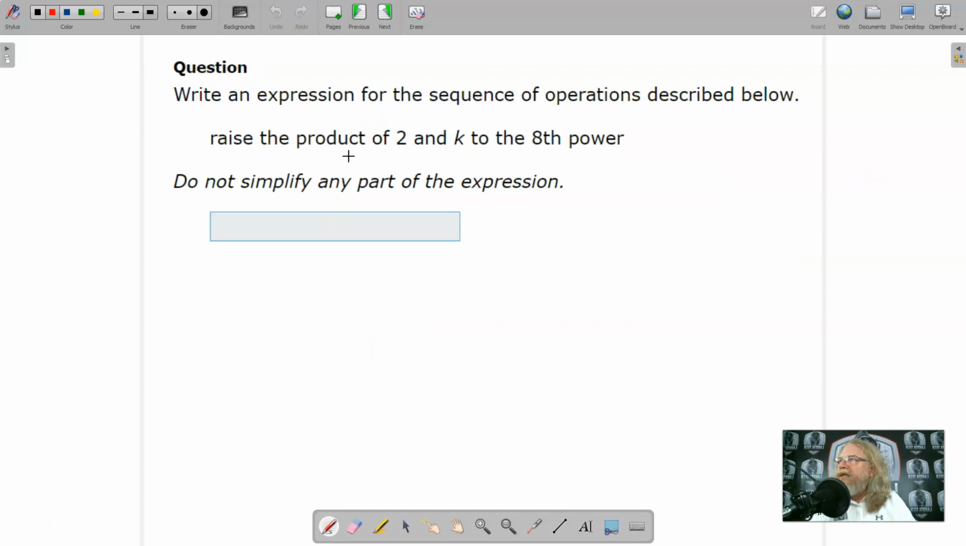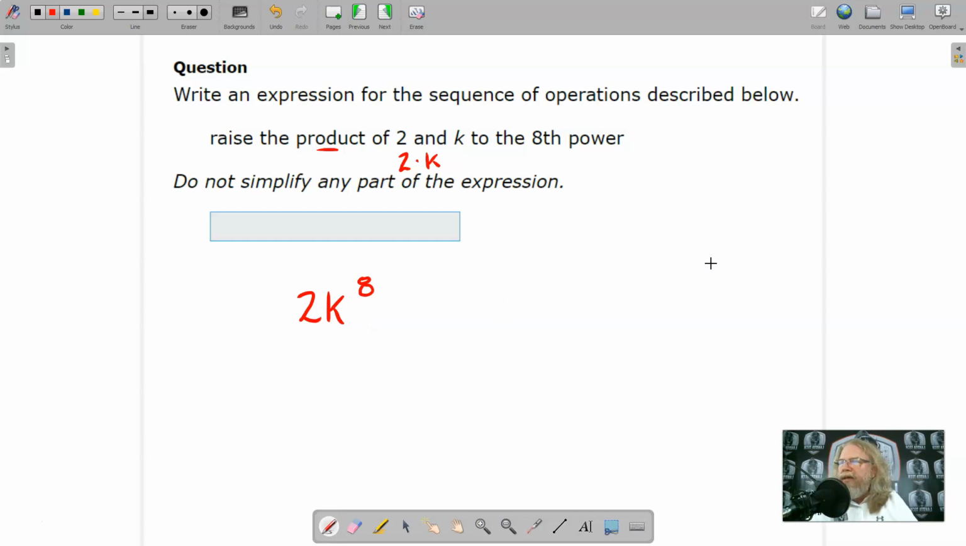On the next one, raise the product of 2 and k to the 8th power. Well, product means to multiply, so we need to multiply 2 times k. In this case, I can just write 2k, right? That's 2 times k, and I need to raise it to the 8th power. Now, you might be tempted to just put an 8 here and think that that works. But in this case, it wouldn't work because the exponent of 8 only applies to the k here.